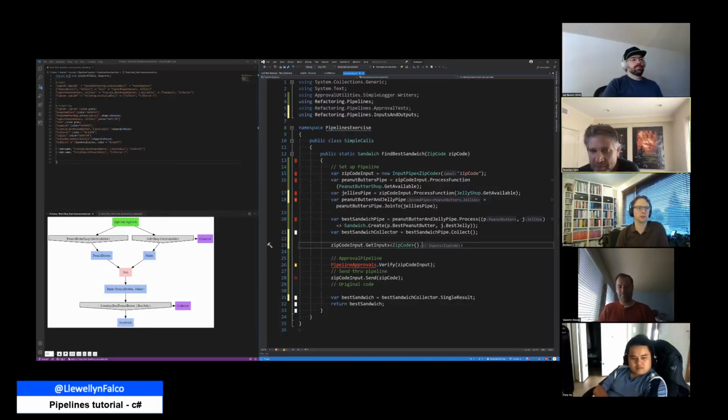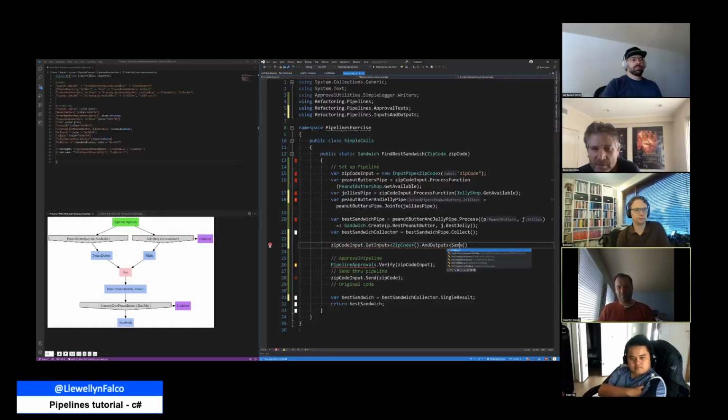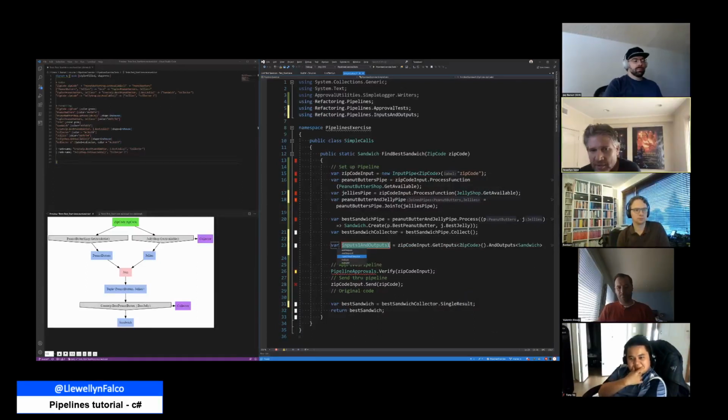Right, so this pipe has an input for zip code. Yes. Okay, so let's put zip code in there. And then outputs. And what is the type of our output? Sandwich. Good. And then you can dot var that. So it says inputs 1, outputs 1, because this particular pipe has a single input and a single output. Right, but that's not a requirement of a pipe.